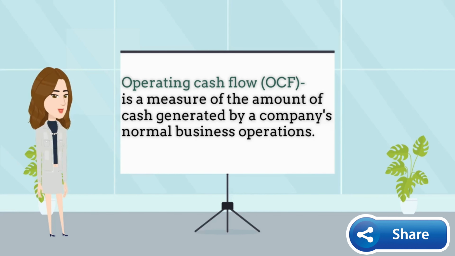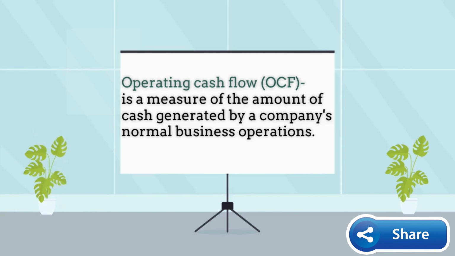Remember, operating cash flow is calculated under the indirect method by adjusting net income for non-cash expenses like depreciation and adjustment for changes in current asset and liability accounts. Operating cash flow is an important benchmark to determine the financial success of a company's core business activities as it measures the amount of cash generated by a company's normal business operation.